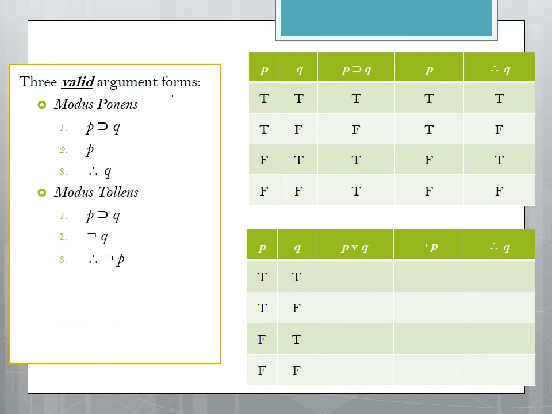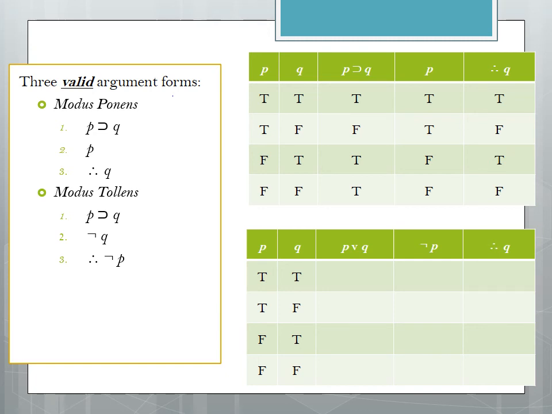The next argument form I'm introducing is modus tollens, which also has a conditional as its primary premise, but this has the negation of the consequent as its secondary premise and the negation of the antecedent as its conclusion. At this point, I would encourage you to use the truth table method to convince yourself that you understand how the truth table method works by showing that modus tollens is a valid argument form.